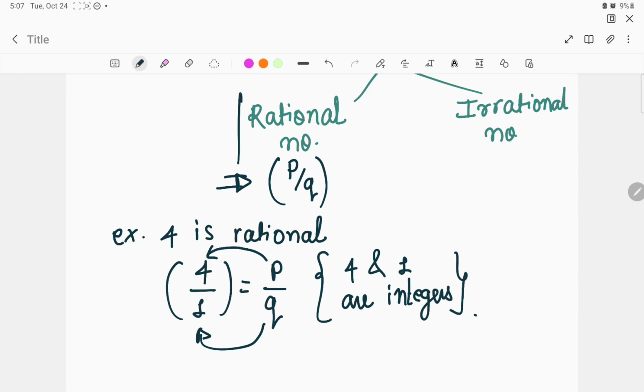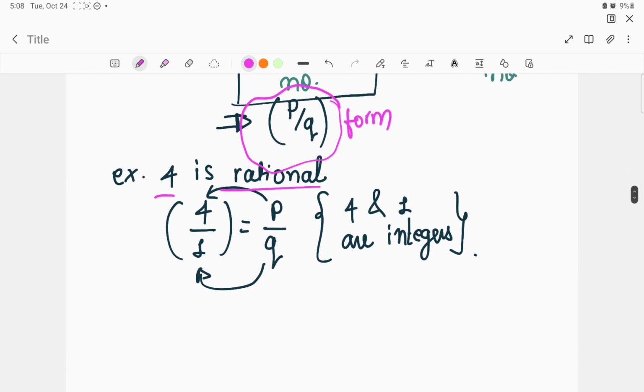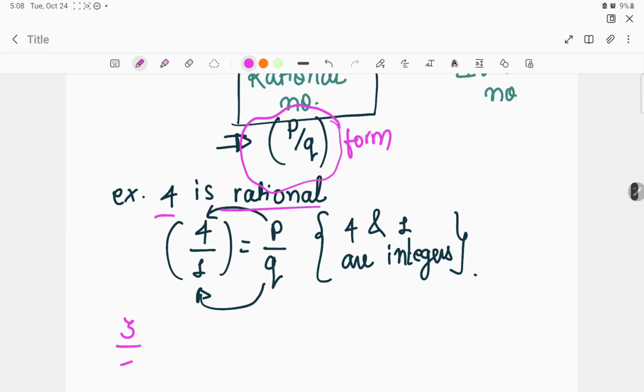So what are rational numbers? Rational numbers are the numbers that can be expressed in the form of P by Q. This is the form. Okay, so if we take the example, 4 is a rational number. Why? Because it can be expressed in the form of 4 by 1. Here one thing that you have to remember is numbers like 3 by 4, minus 2 by 5. These are also examples of rational number, which can be represented in the form of fraction. You have to understand that.